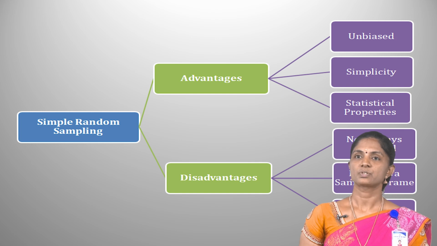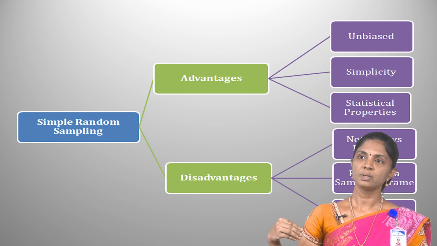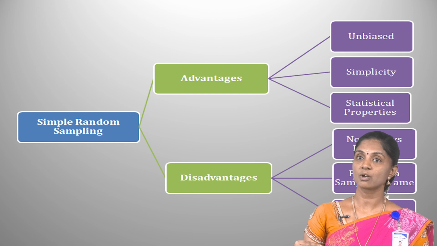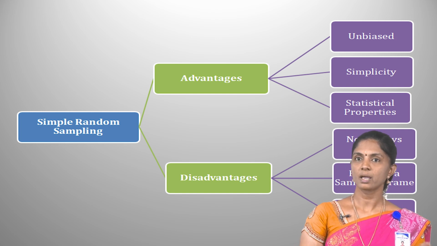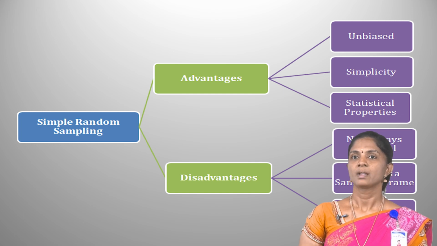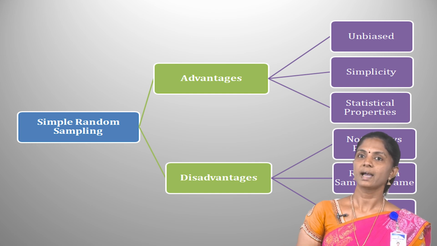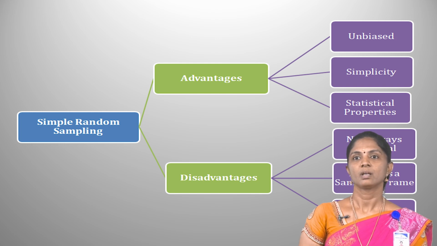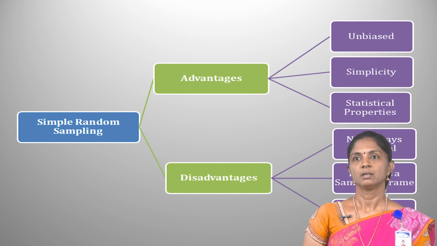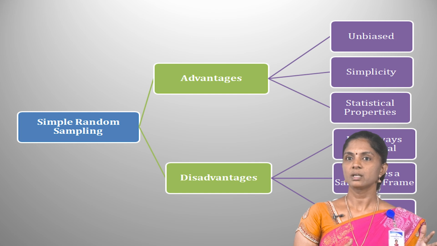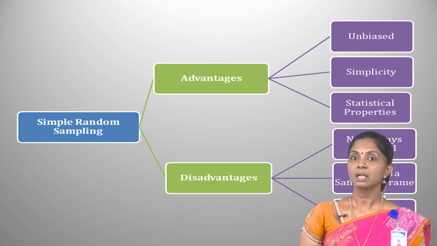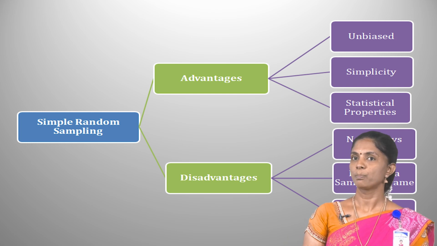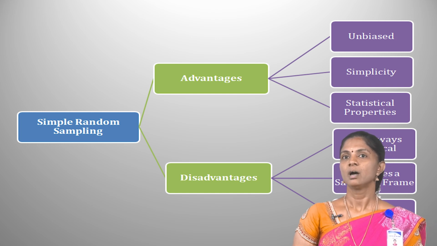Advantages are unbiased. Each member of the population has an equal chance of being included, reducing the risk of selection bias. Simplicity. The method is straightforward and easy to implement. Statistical properties. Facilitates the use of statistical techniques to analyze results and make inferences about the population. So these are the advantages of simple random sampling.